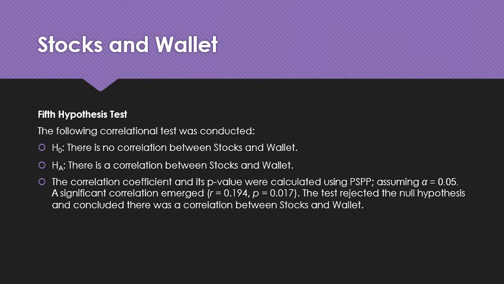A significant correlation emerged. The coefficient was 0.194, while the p-value was 0.017. The test rejected the null hypothesis and concluded there was a correlation between stocks and wallet.